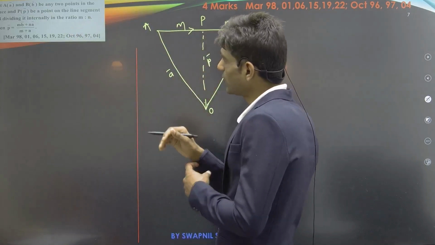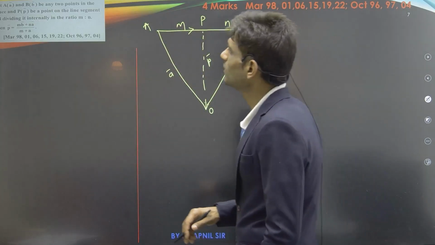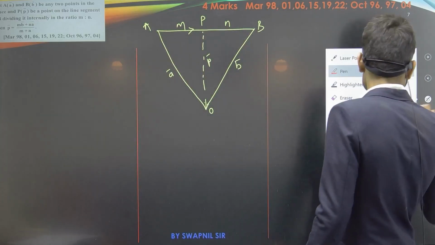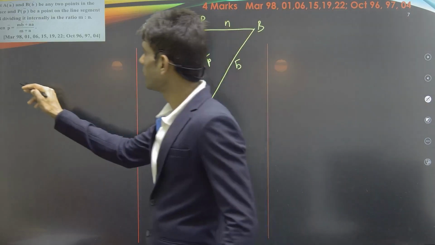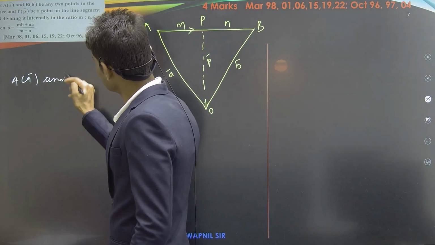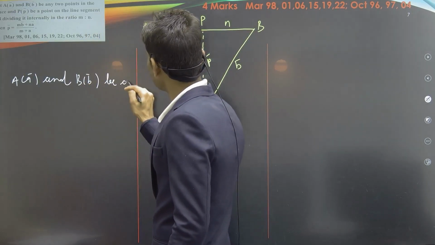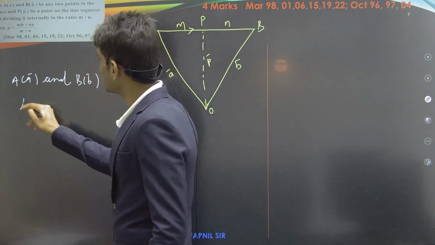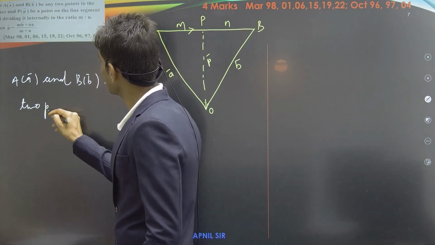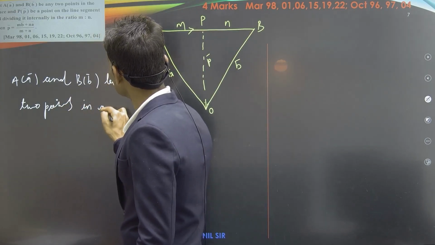Okay, now let's move to what we have given in our theorem. A of A bar, B of B bar, any 2 points in a space. Okay, we have given A of A bar and B of B bar, be any 2 points in a space.